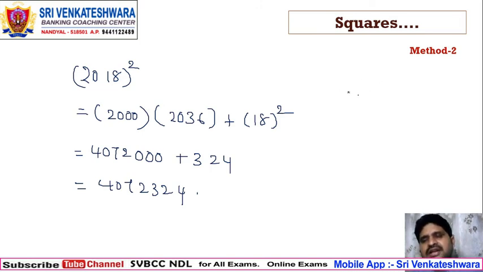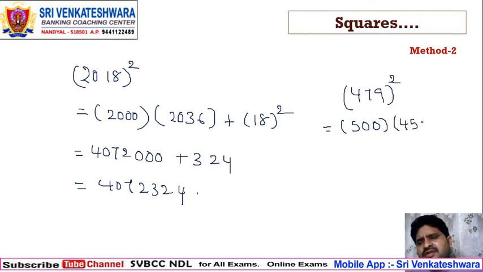For example, let me take 479 whole square. Actually I can take 480 as a round figure, but if I take 500, the calculation is easier for me. So 500 means the difference I get is 21. To get there, I'm adding 21. In the second case, I subtract 21. If we subtract 21, I'll get how much? 458. And the number we have to add is 21 square.